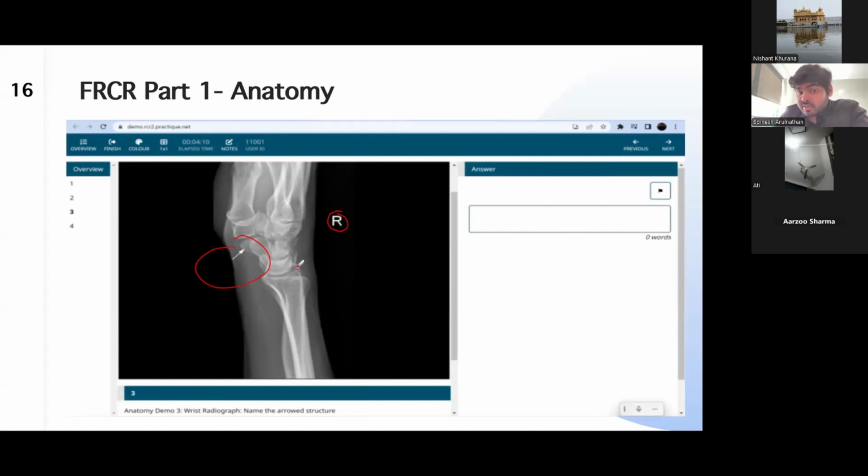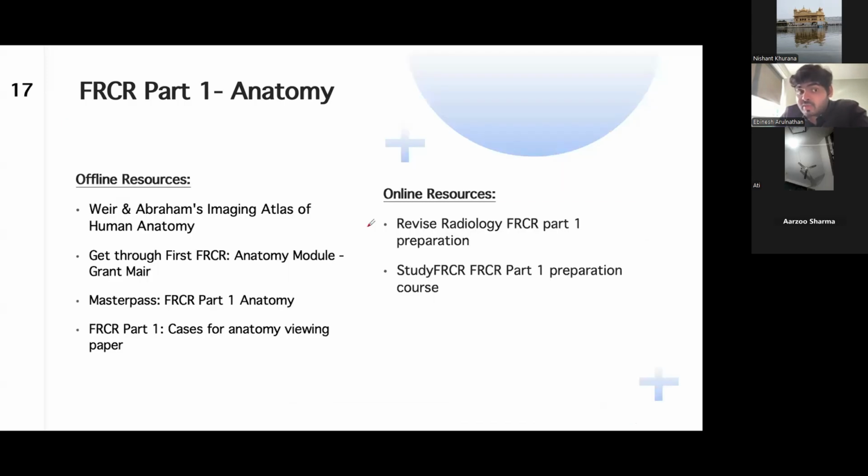Sometimes, for example, if the styloid process of the ulna has been labeled, then you'll say styloid process of right ulna. If you just say styloid process of ulna, you'll get 1 mark, because mentioning the side is important. Usually the mistake people make is not mentioning the side. When you don't mention the side, you by default lose 1 mark. So when you're practicing, make sure you include the side.